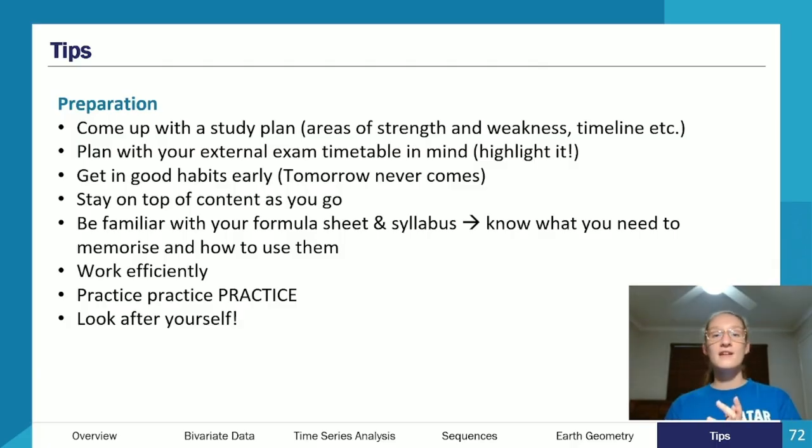So even if you are feeling a bit overwhelmed, you're doing a really great job by being here and doing your best to stay on top of it all. So good work. You are doing better than you realize. For preparation, a few of my quick tips: come up with a study plan.